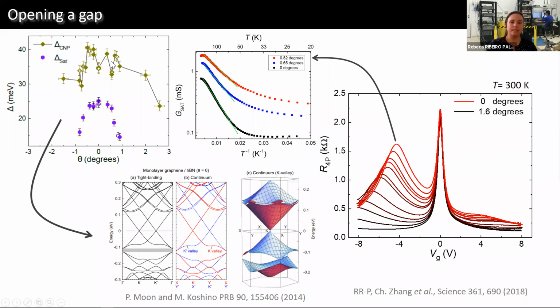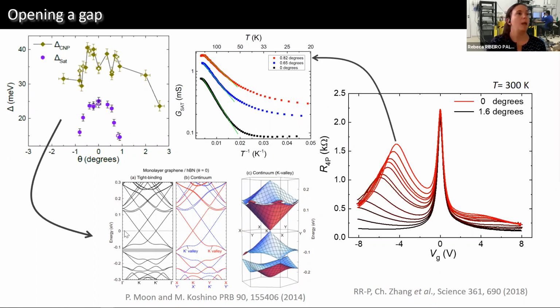So if we compare these gaps with what has been predicted in theory, in the simulations of this electronic band structure, we can see that the satellite peak is remarkably close to what has been predicted. But contrary to that, the charge neutrality point is much larger than what was predicted before. But it's also in good agreement with other experimental measurements. So we don't really know what is missing in the numerical simulations to obtain the good values of the energy gap.